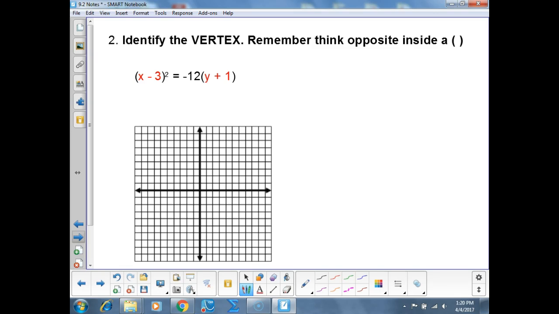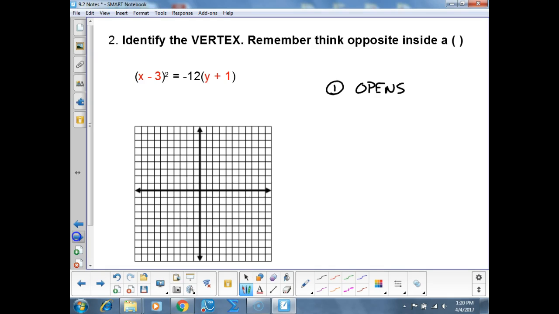So the first thing that we need to do is we should go back and do step number 1. Which way does this parabola open, based off of what we just had on the last slide?